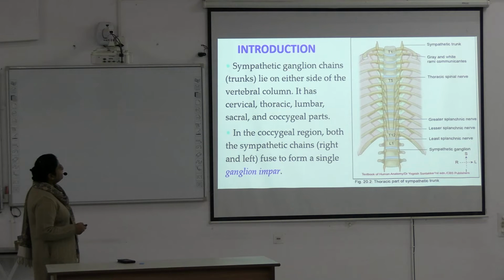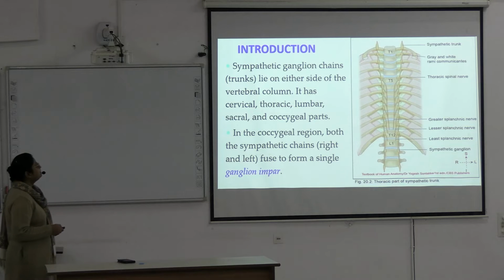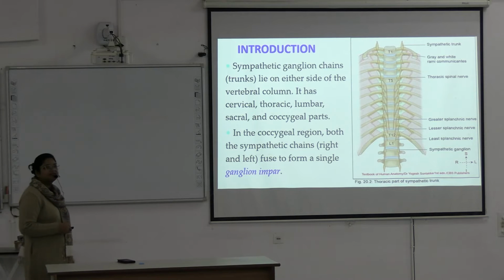So the sympathetic ganglion chains or sympathetic trunks lie on either side of the vertebral column. On the two sides of the vertebral column, this is the location, and it has cervical, thoracic, lumbar, sacral and coccygeal parts according to the name of the vertebrae.